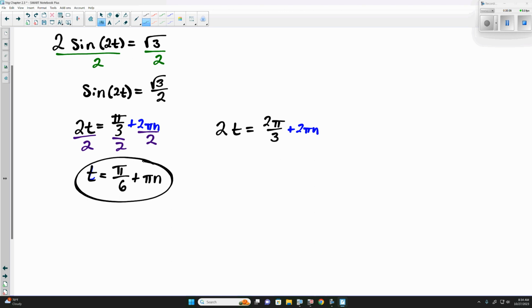We do the exact same thing to the other equation. Divide everything by 2, or 2t divided by 2 is t. Incidentally, our 2 pi over 3 divided by 2 turns into pi over 3 plus pi n.